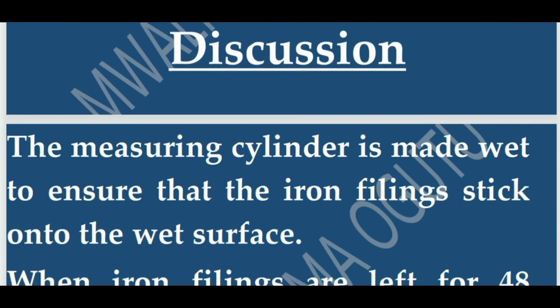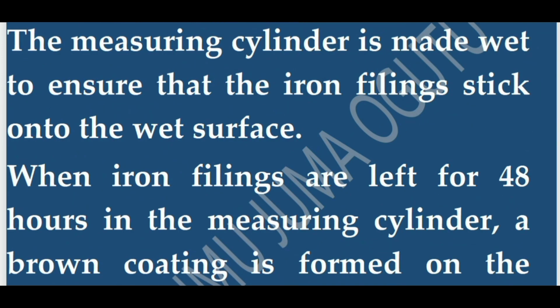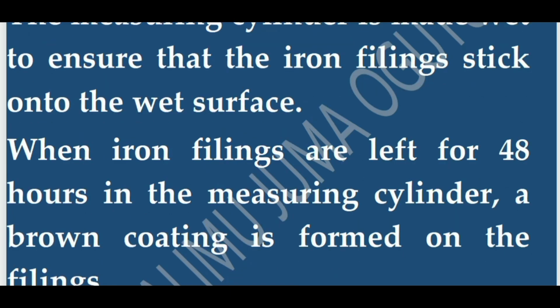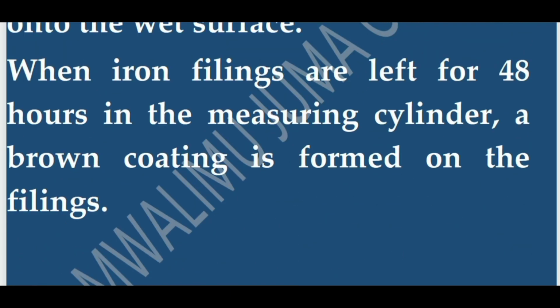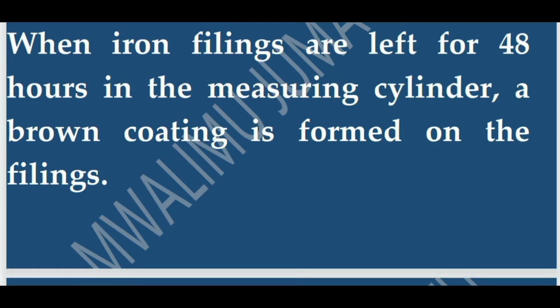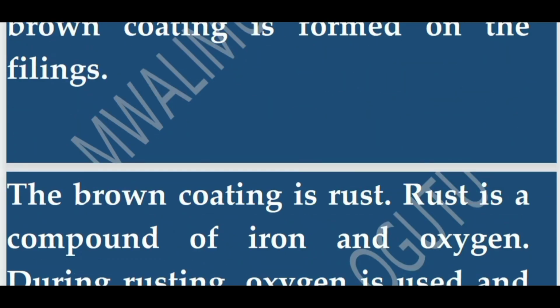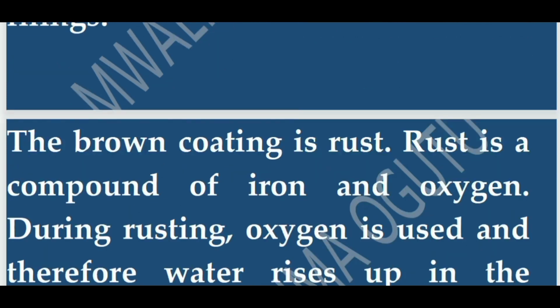After having our observation, we have the discussion of the observation. The measuring cylinder is made wet to ensure that the iron filings stick on the wet surface. When iron filings are left for 48 hours in the measuring cylinder, a brown coating is formed on the filings. The brown coating is rust, which is a compound of iron and oxygen.